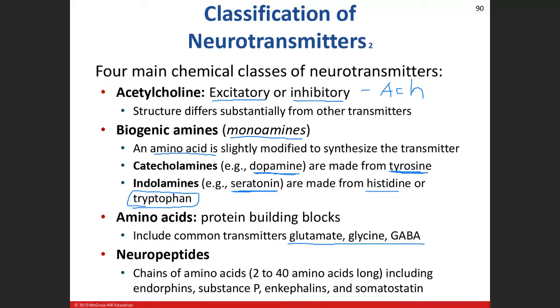Now these are not just amino acids, but they're chains of amino acids that we've strung along. And you see this whole list: endorphins, substance P, enkephalins, somatostatin. Somatostatin has to do with growth hormone. Endorphins and enkephalins are that feel-good chemical that your body produces in a state of euphoria.